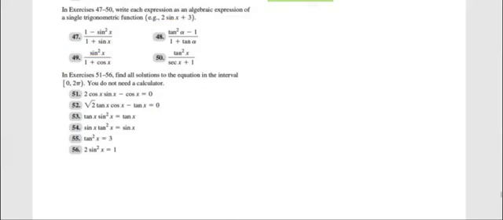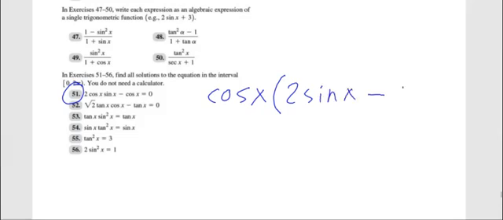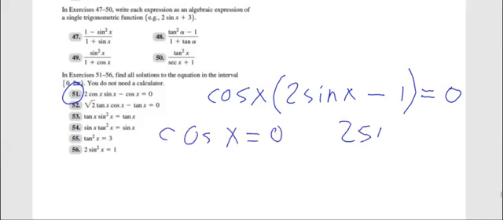Anything else? Yep. 51. Do you see a GCF that you can pull out of 51? Cosine x. And if you pull that out, you're left with 2 sine x minus 1. Now, if you've got it in factored form, what are you supposed to do? Set the factors equal to 0 while you go to lunch.